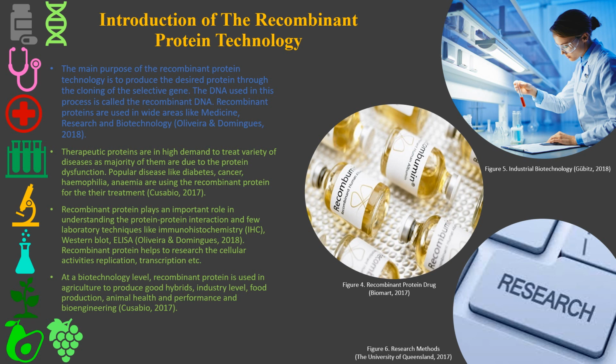This recombinant protein is used in a variety of applications like in medicine, in the research area, and in biotechnology. Recombinant protein used as medication, meaning the therapeutic protein, is very popular nowadays to treat diseases like cancer, diabetes, hemophilia, and anemia. At the research level, it gives efficient performance in laboratory techniques like Western blot, ELISA, and it plays a very vital role in protein-protein interaction as well. It helps in hybrid food production, animal health, and performance at the biotechnology level.